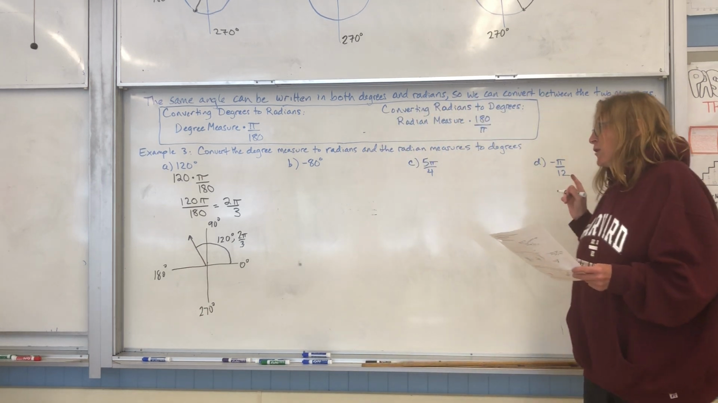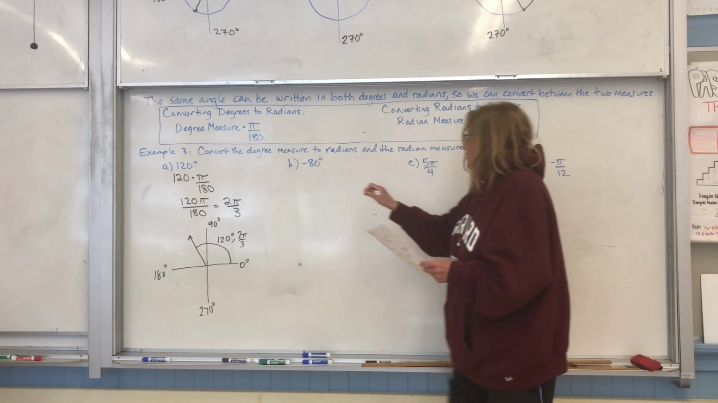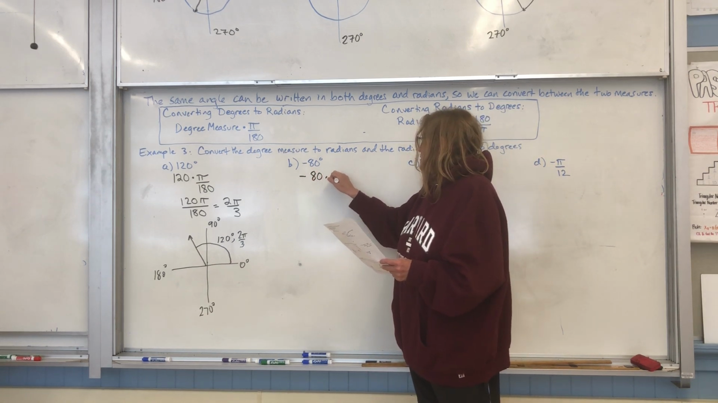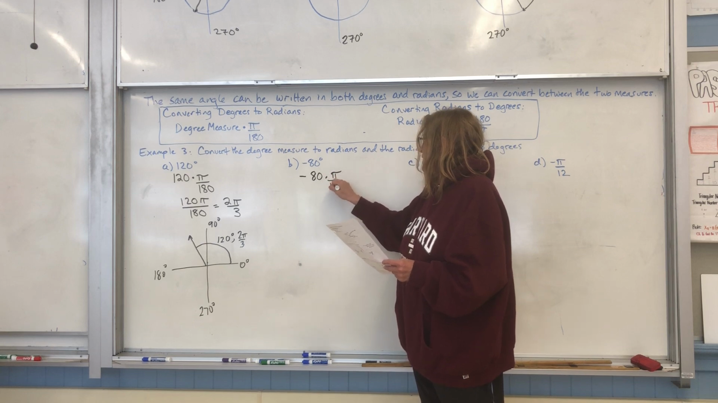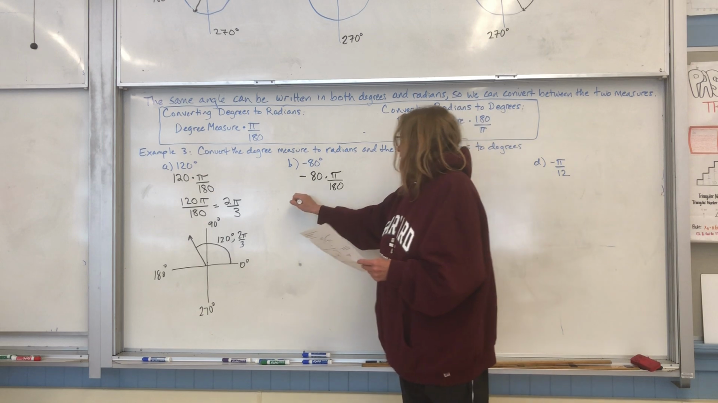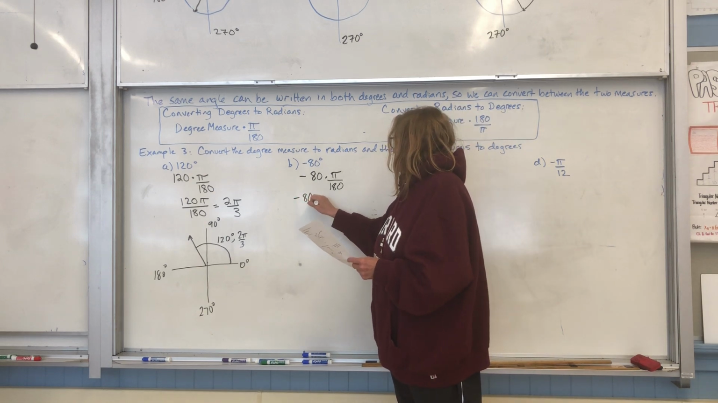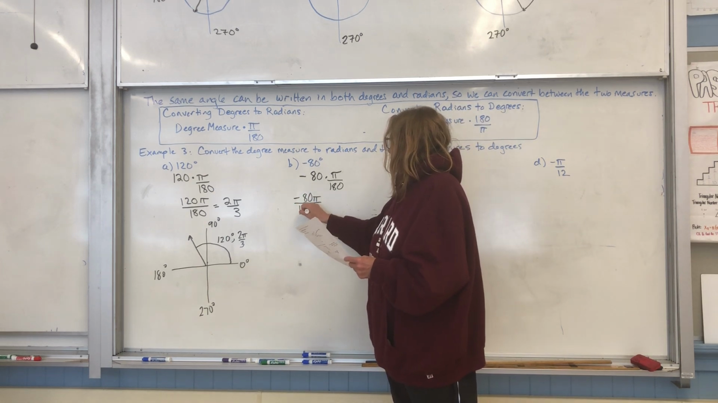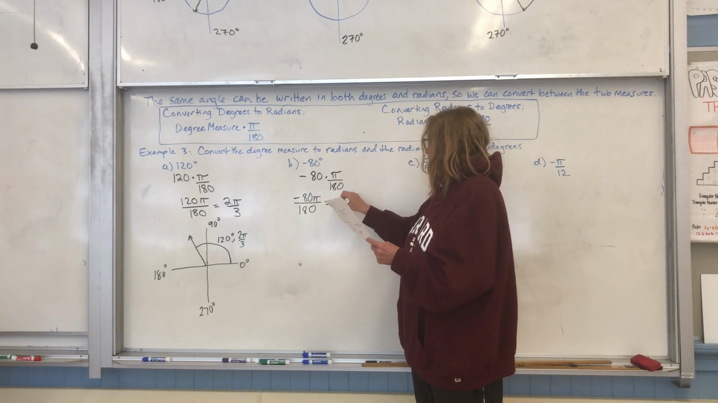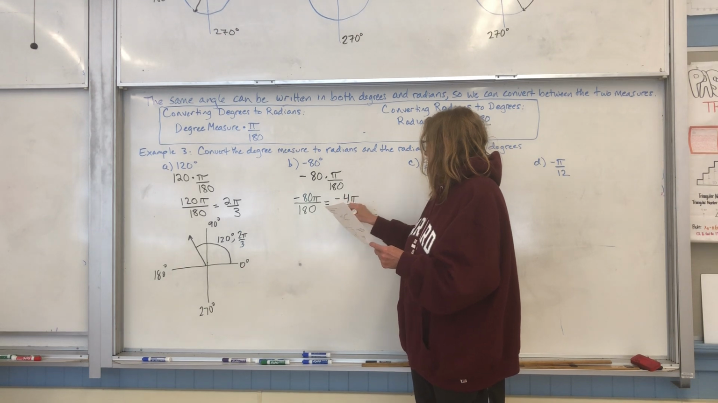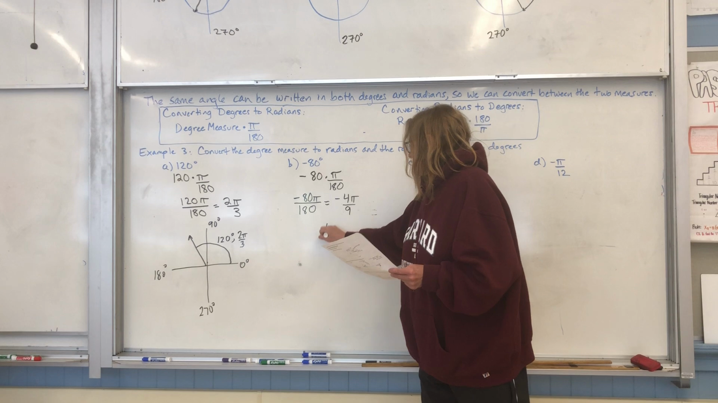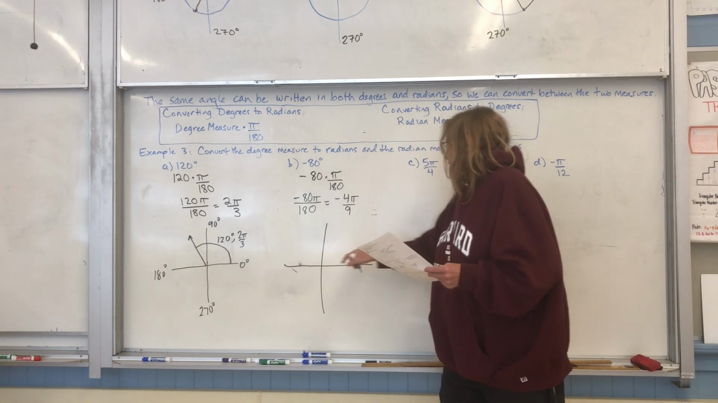Okay, I can use the same process with negative angles. So let's do degrees to radians, negative 80 times pi over 180. Right, that gives me negative 80 pi over 180, which I can reduce to negative 4 pi over 9. So again, just for practice, I'm going to sketch that.